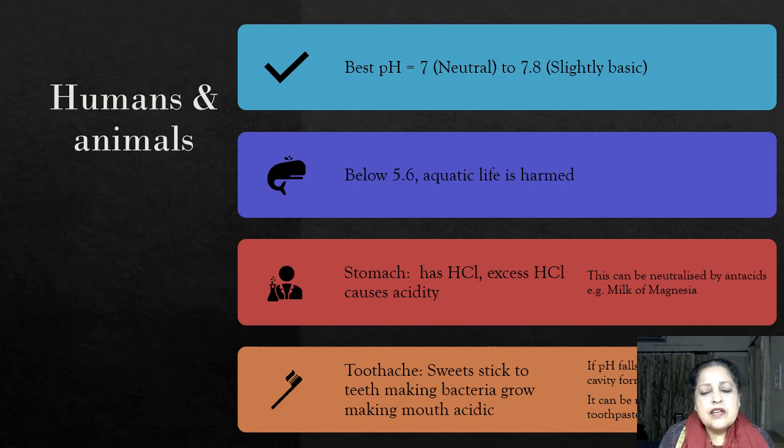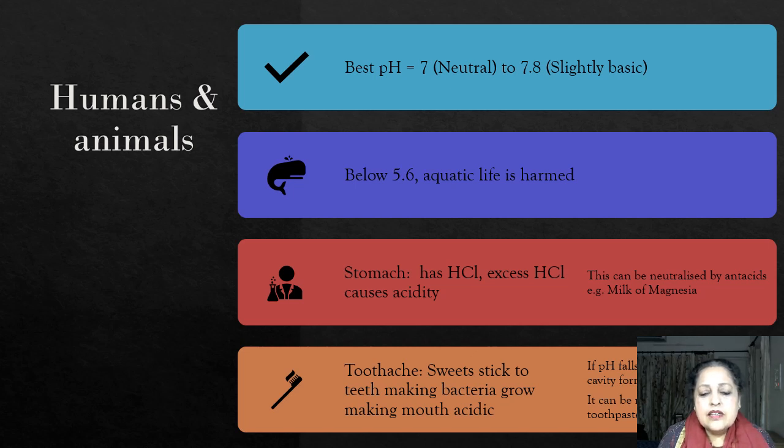This can be neutralized by using milk of magnesia. Milk of magnesia is magnesium hydroxide, Mg(OH)2. So this milk of magnesia will neutralize the excess of HCl. Now, when the neutralization reaction occurs, salt and water is formed, and again you are relieved of acidity.